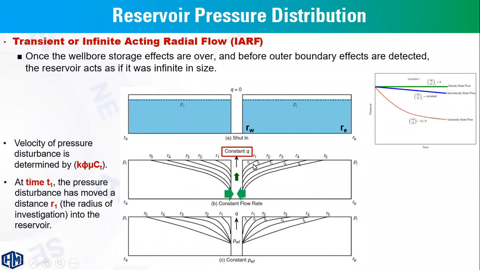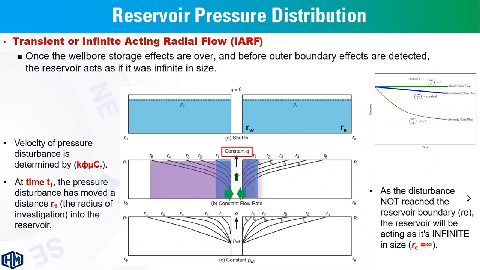So as you can see, at time t1, the pressure disturbance or the pressure front will reach a radial distance r1. This distance is defined as the radius of investigation. At time t2 we have r2 and so on. At time t5 we have r5, which is the radius of investigation at this time. Because the pressure transient doesn't reach the reservoir boundary, in this case we have the transient or infinite acting radial flow, which means mathematically re, the external drainage radius of our reservoir, equals infinity, because the pressure disturbance doesn't see the external reservoir boundary. So we will define this flow regime as transient or infinite acting radial flow.